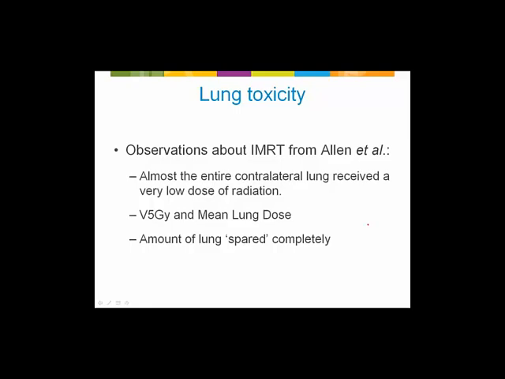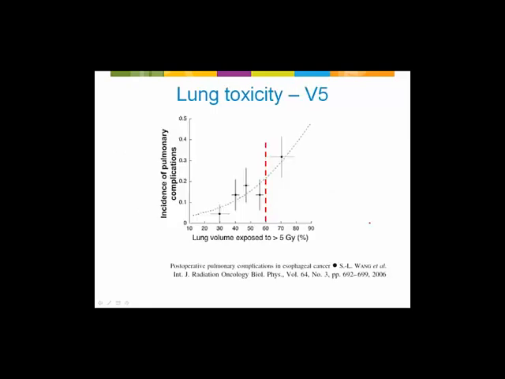Now, there have been other papers in the meantime that have been looking at this effect. Here's another one from the Red Journal where they're plotting the incidence of pulmonary complications as a function of the lung volume exposed to more than 5 gray. And you can see this relationship where as this volume increases, the toxicity increases. And there's almost a thresholding somewhere in the range of 60 to 70 gray where this starts to take off a little.